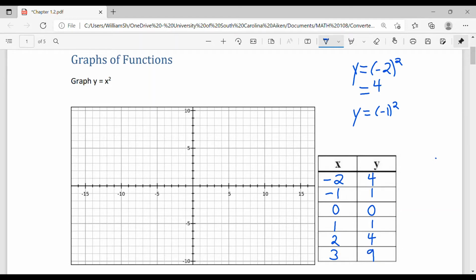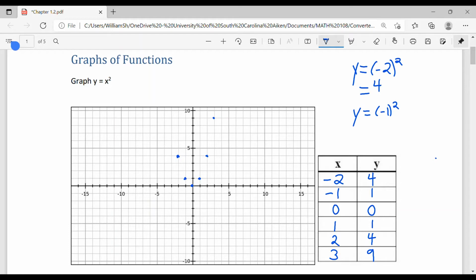Okay, so now I have several points that I can use to graph my function. If I start over here, I can go left -2, and I can go up 4, and I can put my first point here on my graph. Now I can go left -1 and go up 1, and I'll have my second point on my graph. I can go to 0, 0, put that point on my graph. 1, 1, put that point on my graph. 2, 4, and 3 all the way up here to 9.